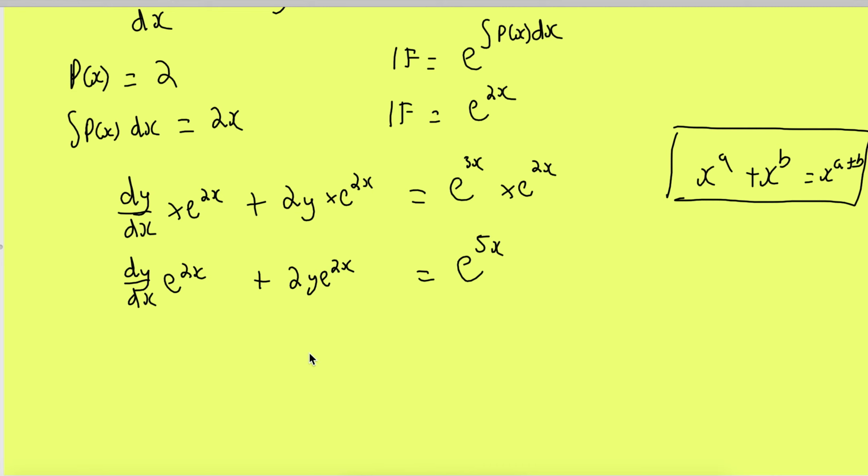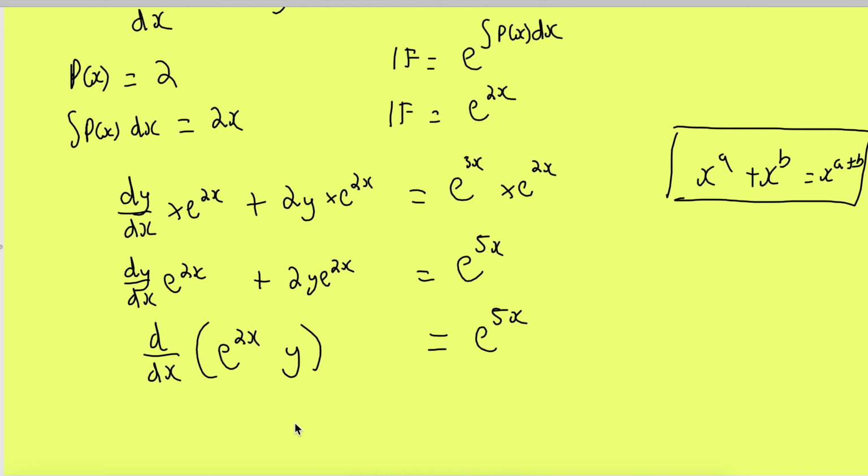Right, now, once you've done that, this side here, the left-hand side, always becomes d by dx of whatever your integrating factor was, which is e to the power of 2x, multiplied by y. And this side stays the same.